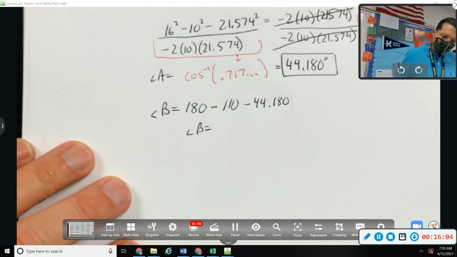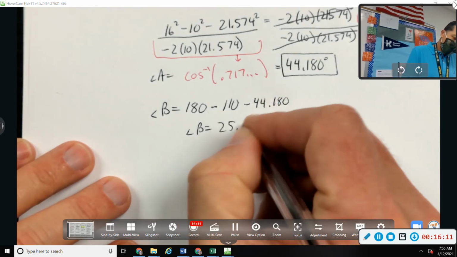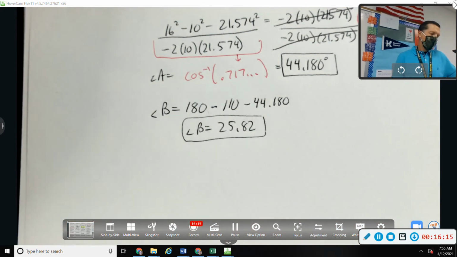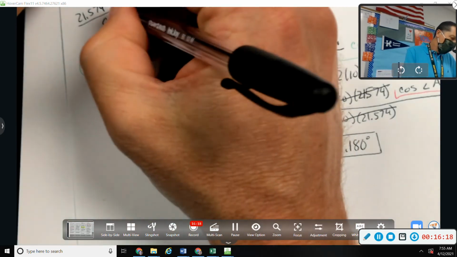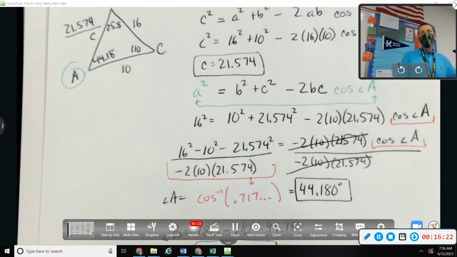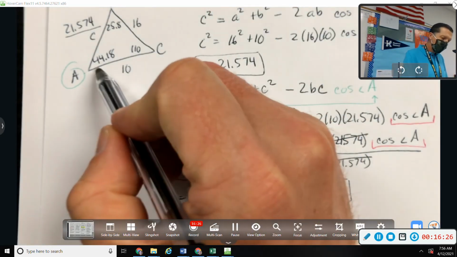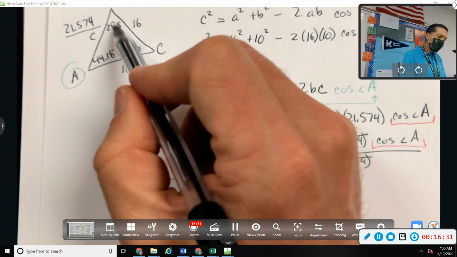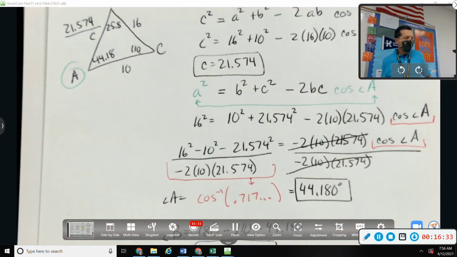Minus 110 minus 44.18, 25.82. And again, the check about biggest side, biggest angle, that's still true. So biggest angle is across from biggest side, smallest angle, smallest side. Doesn't guarantee I got it right, but at least I'm on the right track.